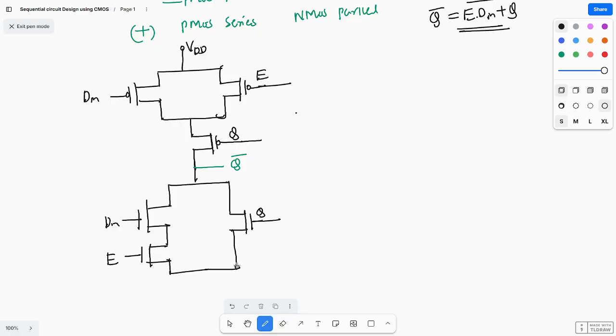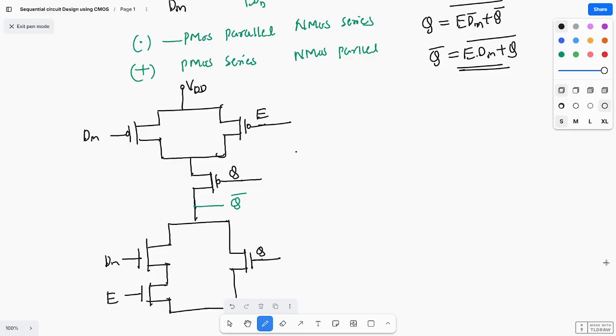So I have drawn it for Q bar. Next I need to draw for Q, based on this expression. So this is VDD, and this one is an AND operation, so the PMOS will be in parallel. Let us take this one as the enable pin. These both are connected like this.